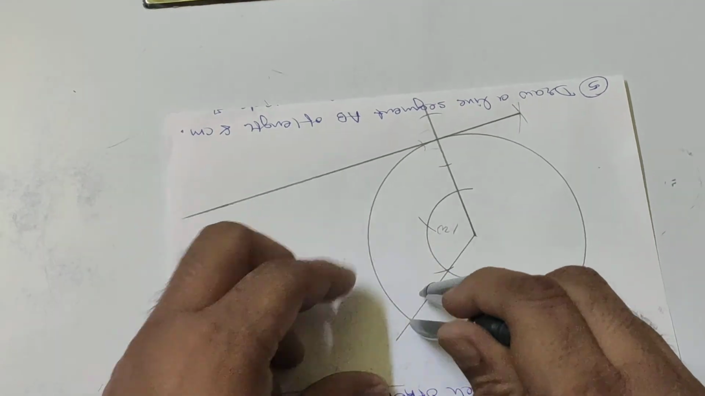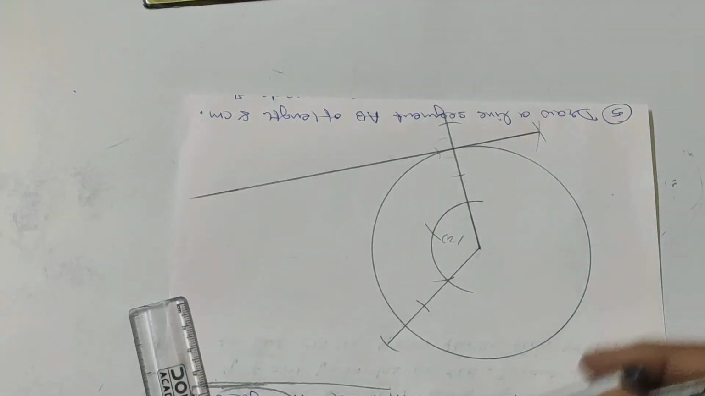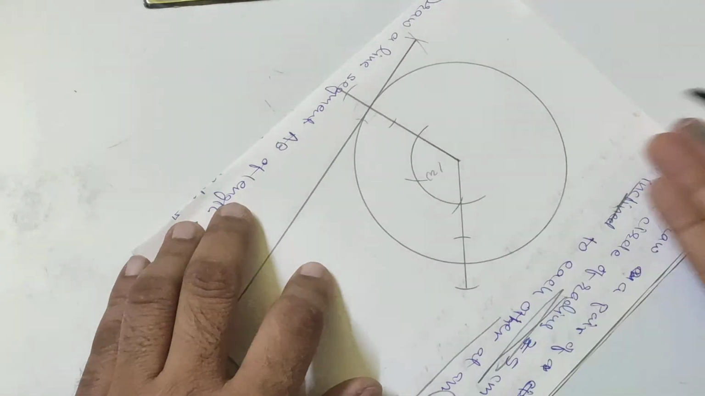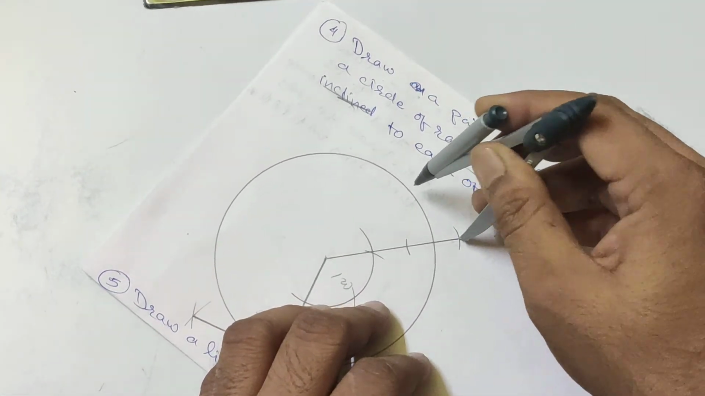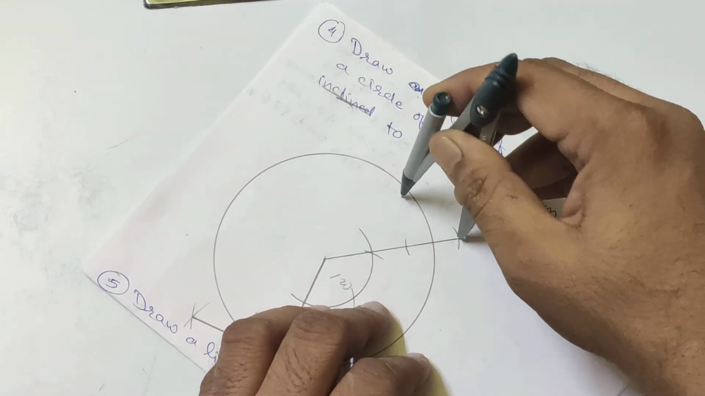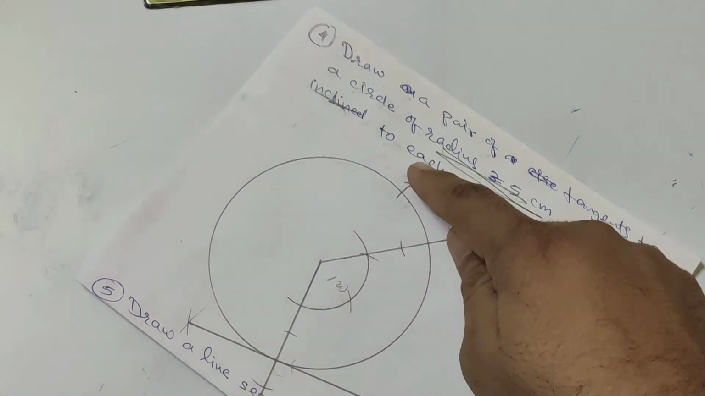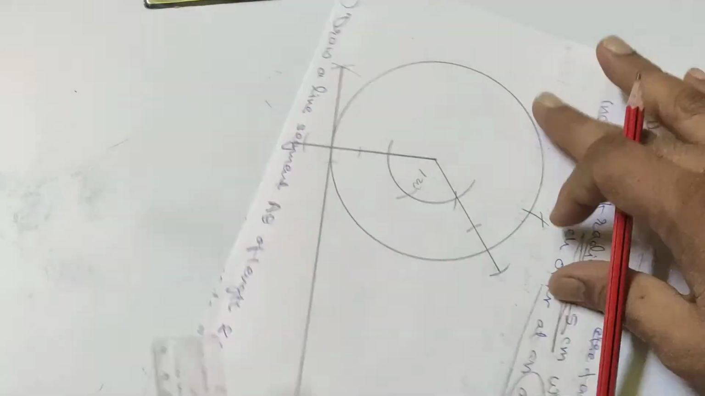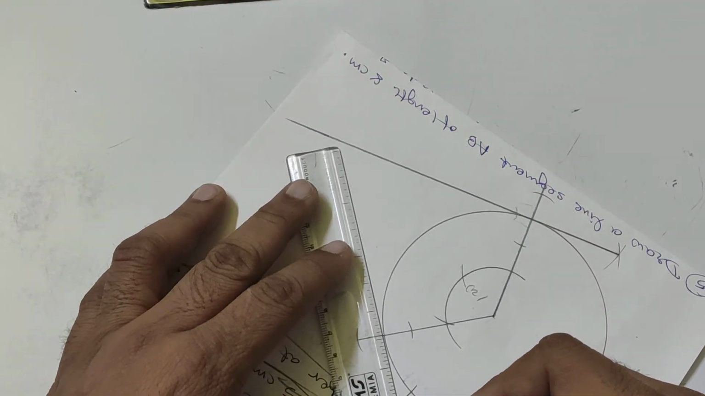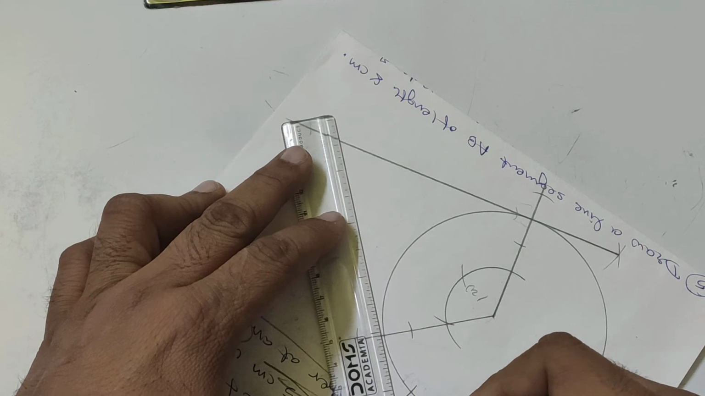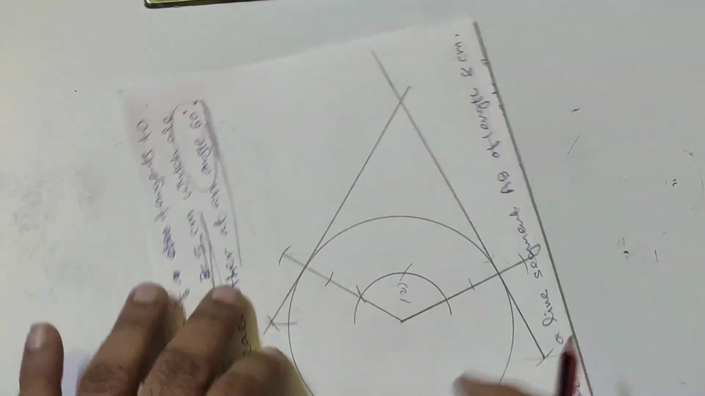So arc on the left, arc on the right. From these 2 points, better you draw on this side because it is an empty side. So arc, arc. You will get a point. And here join this. That will give you one more tangent. But the beauty of this construction is you will automatically get 60 degree at this point.